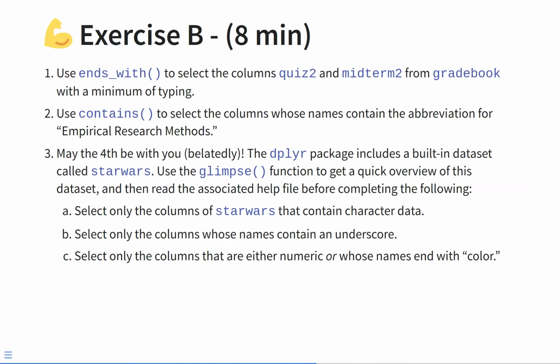What I would then like you to do is carry out a few exercises. First, to select only the columns of starwars that contain character data. Next, to select only the columns whose names contain an underscore. And finally, to select only those columns that are either numeric or whose names end with the word color.